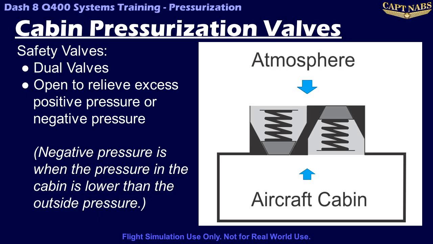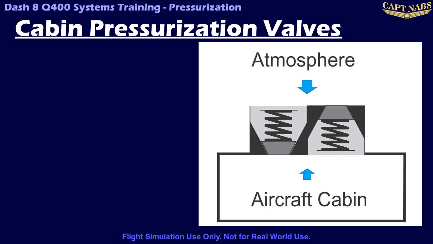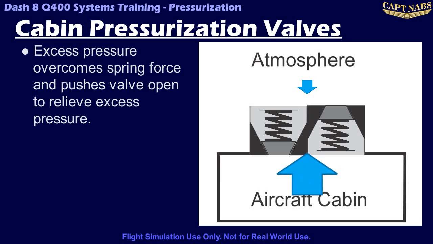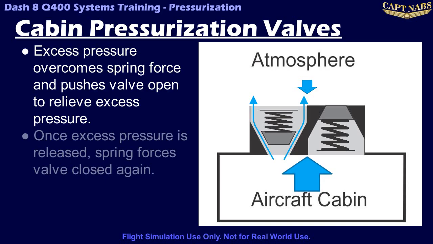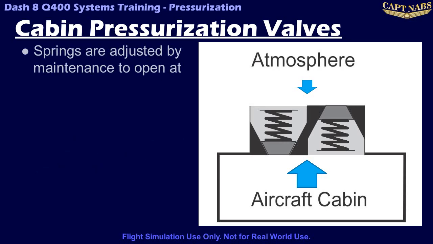The safety valves are a set of simple spring-loaded mechanical valves. Should the positive or negative pressure limits be exceeded, the excess pressure will force the valve open to vent the excess pressure. The valve will close again once the excess pressure is released. The safety valve is adjusted by maintenance and will open should positive pressure exceed 5.8 psi or negative pressure exceed negative 0.5 psi.